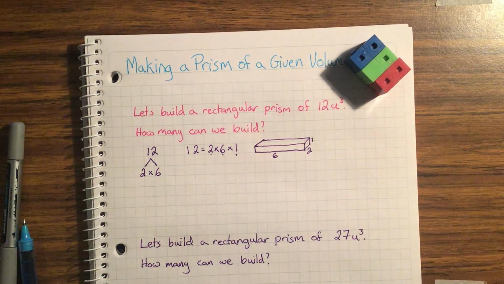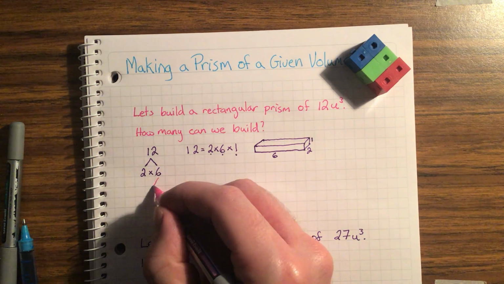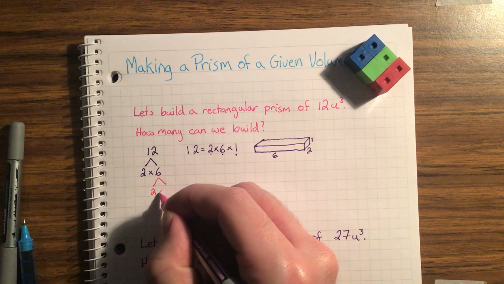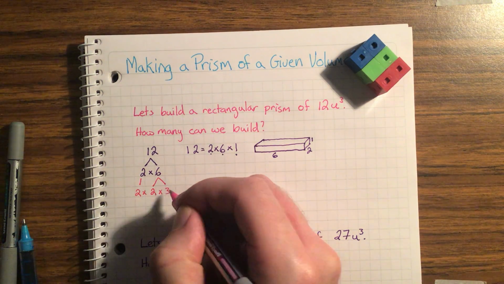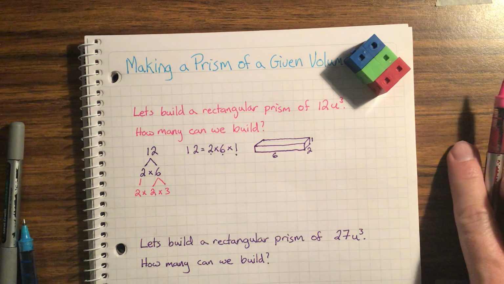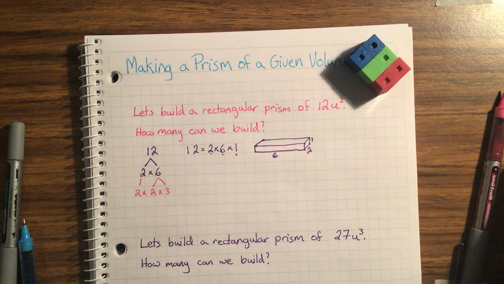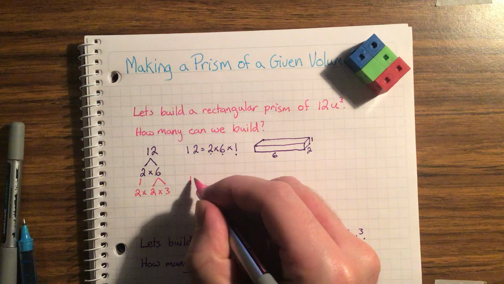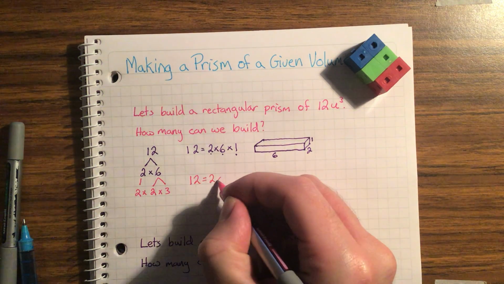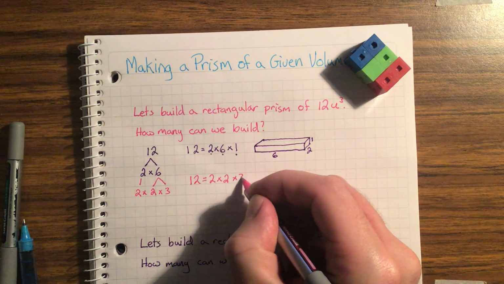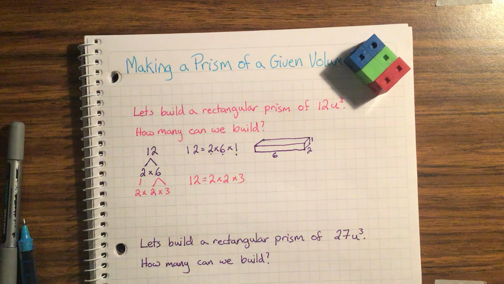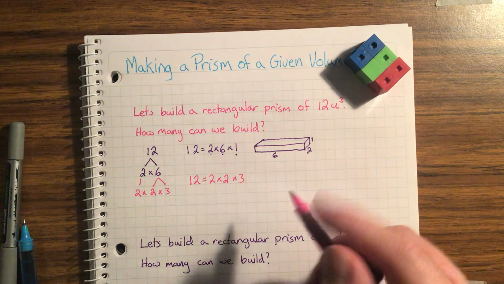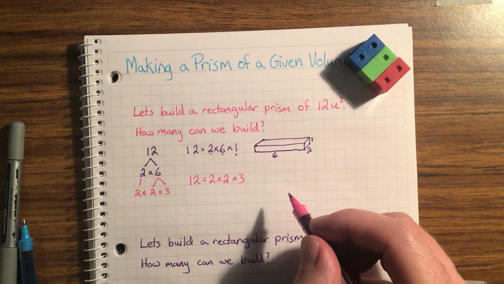Now, can I do another one? Well, I can break the 6 apart into 2 times 3. If I bring this 2 down, it's 2 times 2 times 3. So 12 is equal to 2 times 2 times 3. So I can make this into another one. Make it into a pink one. 12 is equal to 2 times 2 times 3. 2 times 2 is 4. 4 times 3 is 12. So we're just looking for all the ways that we can get 3 numbers to multiply together to give us 12.